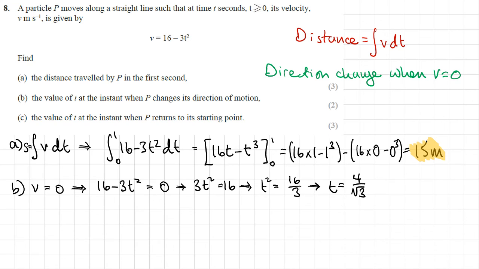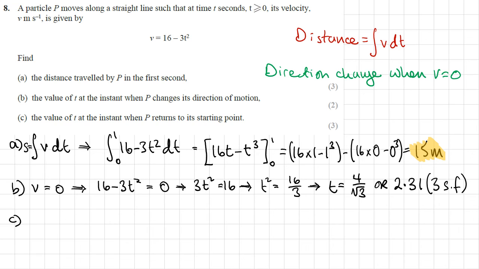Now it doesn't say how I need to give my answer. There are no values of g, so I can give an exact answer. Or if we whack this in our calculator, 4 divided by root 3, we can give an equivalent answer. So maybe 2.31 if we decide to give it to 3 significant figures. But in this question, an exact answer is not an issue.